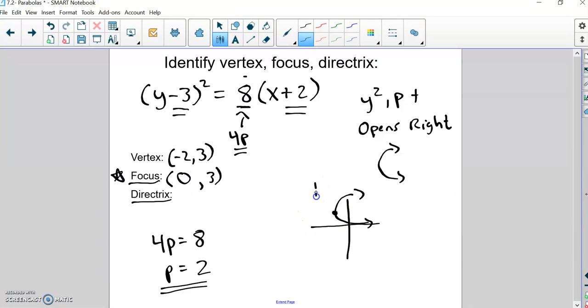Okay, and what I'm going to end up with is a vertical line. And we should know this already from pre-algebra and algebra 1. A vertical line is going to be x equals something. Now for our equation we are starting at an x value of -2, and we are moving 2 units to the left. So when we are done, we are going to get a directrix of x equals -4, because I'm starting at -2 and I am moving 2 units to the left.